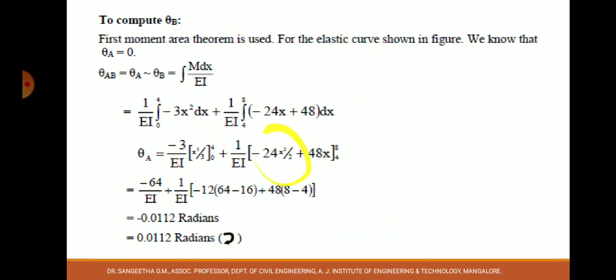24x squared by 2, 48 is 48x. Substitute with the upper and lower bound limits 0, 4, 4 and 8. You will arrive at what is theta AB. Theta AB and theta B, that the support is 0. So theta A is the value.